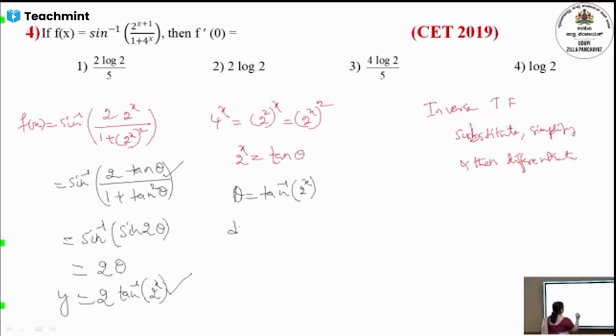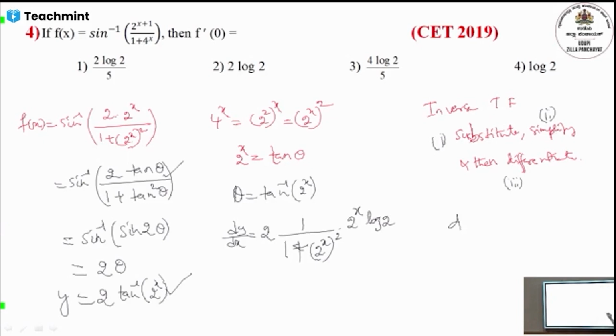We have to differentiate. So whenever you have an inverse trigonometric function, first step is substitute, second step is simplify, third step is differentiate. Now, the derivative of 2, a constant, remains as it is. What is the derivative of tan inverse? 1 by 1 plus x squared. And in the place of x, you have 2 to the power x, into the derivative of 2 power x, which is 2 power x log 2. So you should know these standard formulae. Derivative of a power x is a power x log a. Derivative of tan inverse x is 1 by 1 plus x squared.